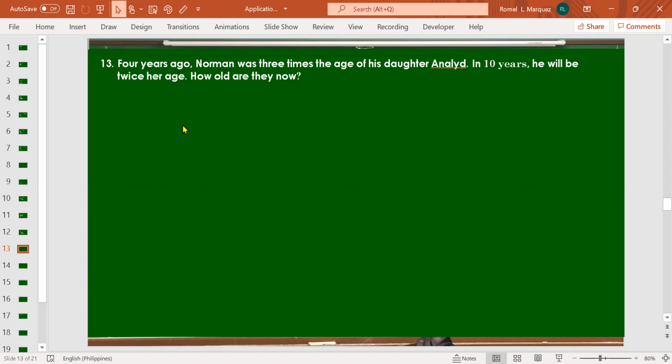Okay, guys? So, 4 years ago, Norman was 3 times the age of his daughter, Annalyn. In 10 years, he will be twice her age. How old are they? So we make a table, no? So Norman, Annalyn, his daughter. We are going to have 4 years ago, present age. Sa gitna natin yung present age.